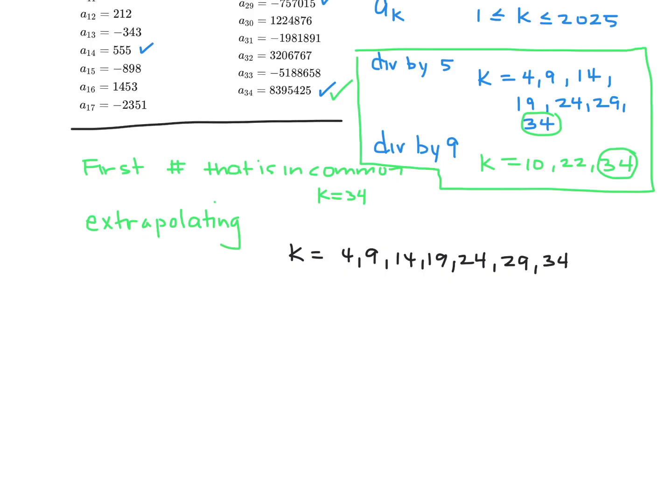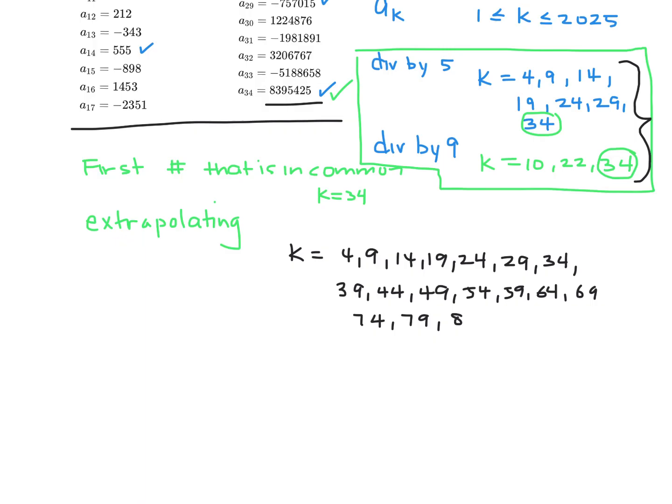And the good news is we don't have to keep calculating those numbers, because those numbers have become very big, as you can see. That's already up to 8 million something, 395,425. But we can extrapolate these lists fairly easily. So we got 30. We just have to keep adding 5, right? So 39, 44, 49, 54, 59, 64, 69. Let's go up to 100. 74, 79, 84, 89, 94, 99.